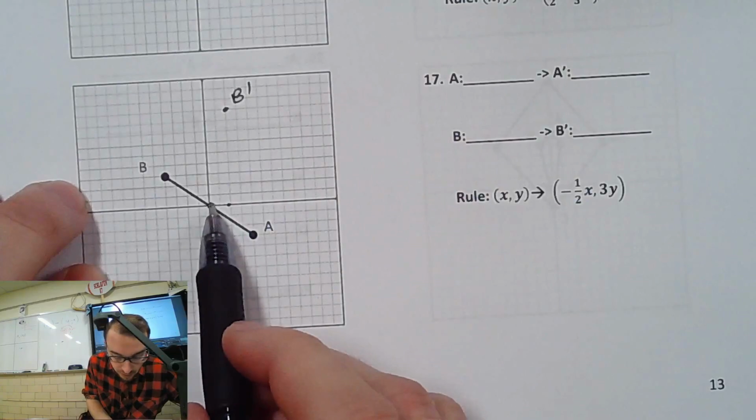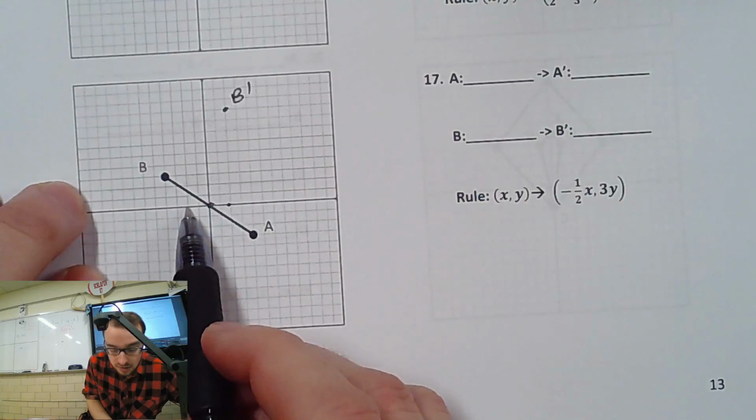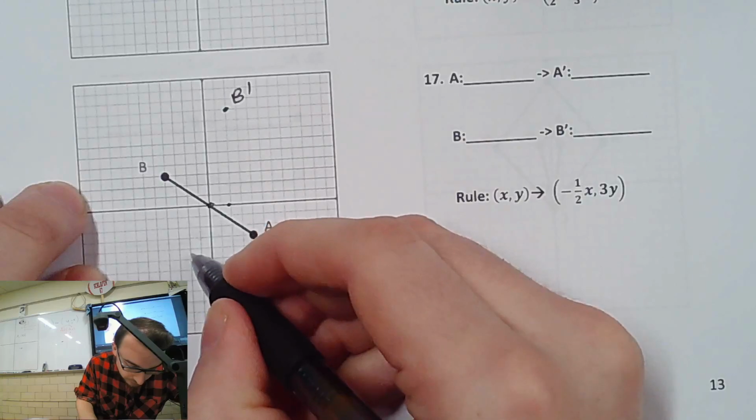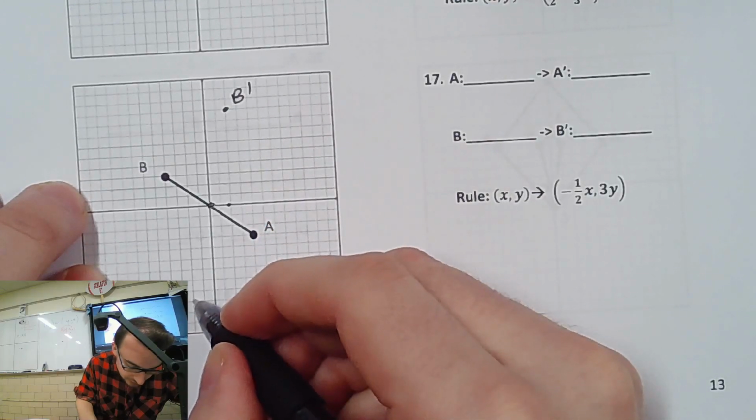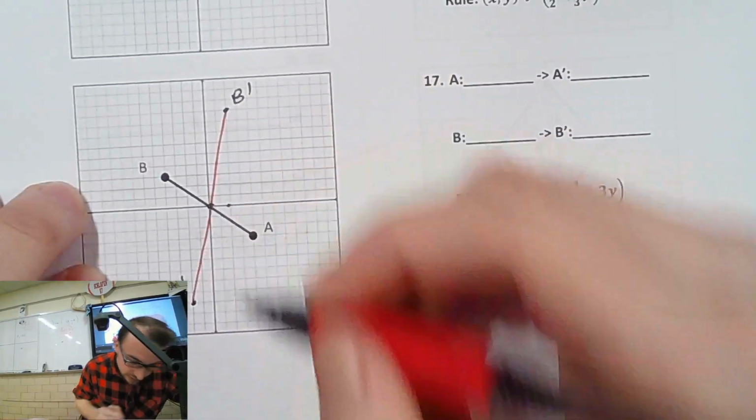A, how far is it apart horizontally? 4. Have that and negate it. We get negative 2. How far is it apart vertically? 3. Yep, negative 3. So we're going to triple that and go down 9, right? 1, 2, 3, 4, 5, 6, 7, 8, 9. There's A prime. There is your new one.